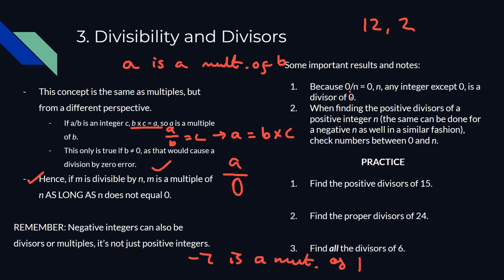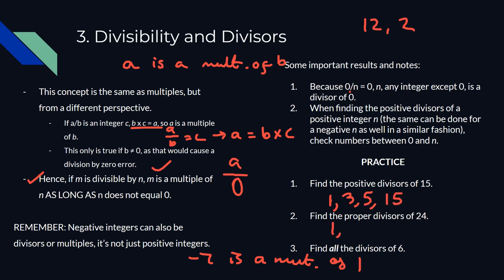When finding the positive divisors of a positive integer n, and you can do the same thing for a negative n as well, it's a very similar method. Just check numbers between 0 and n. So let's look at the positive divisors of 15. 1 works, right? Now, can you do 15 over 2? No, that will give you 7.5, which isn't an integer. 3 works, and you can keep on trying the numbers, but 5 works, and then there's nothing else, and then it just ends at 15.